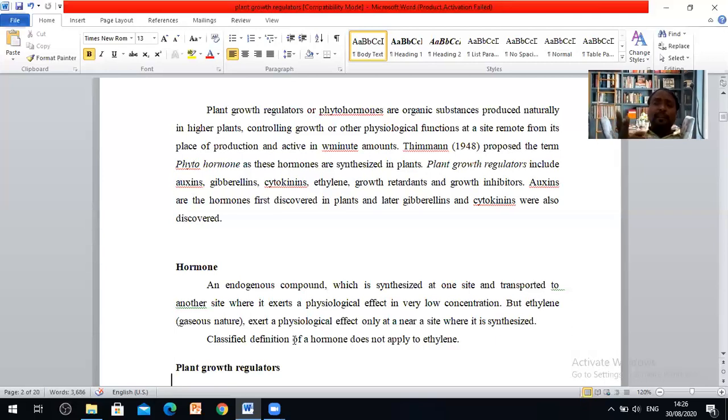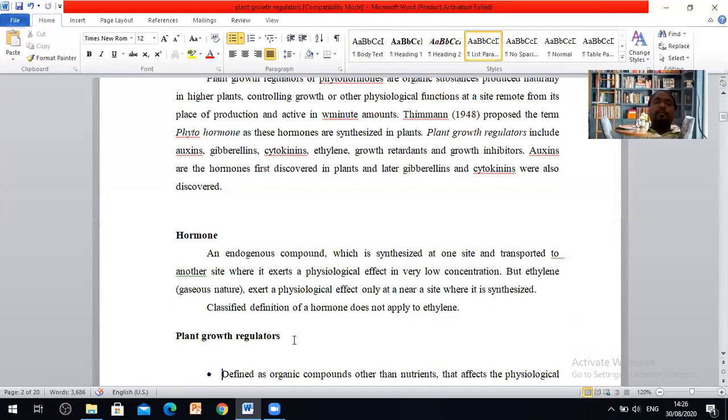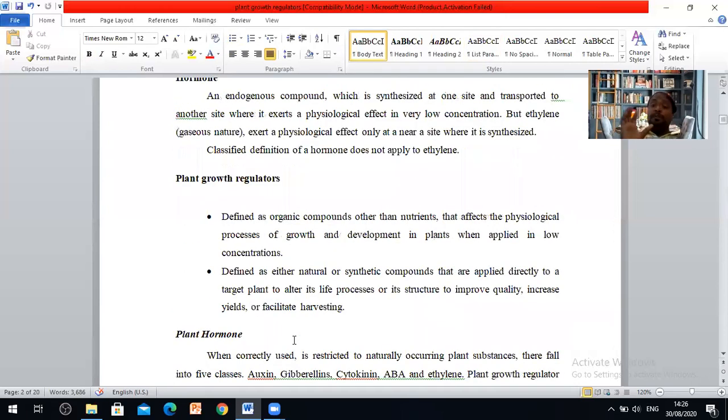So both factors are essential. Promotion of growth is essential, and the inhibition of growth of a particular organ is also essential for normal growth of the plant. This normal growth of the plant is achieved by both types of hormones, the growth promoters and growth inhibitors. Getting it? The hormones which promote growth are called growth promoters.